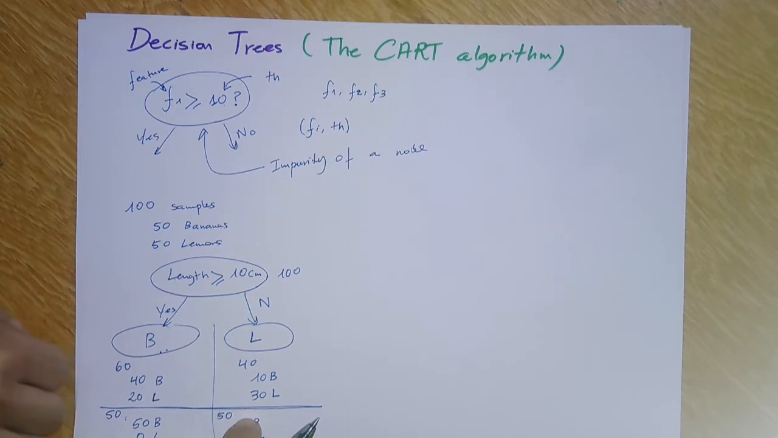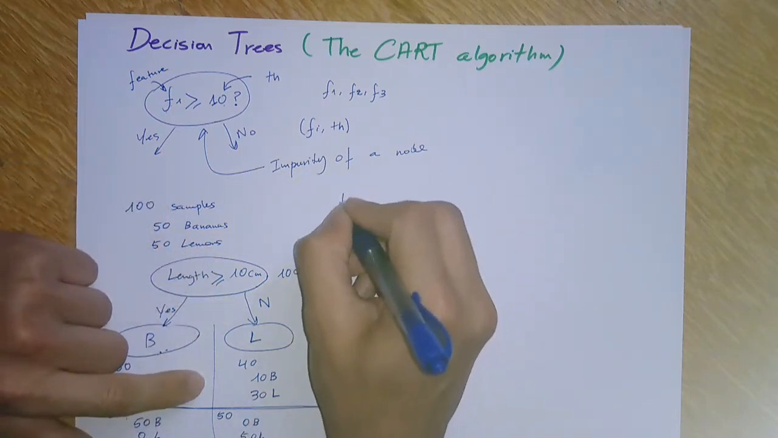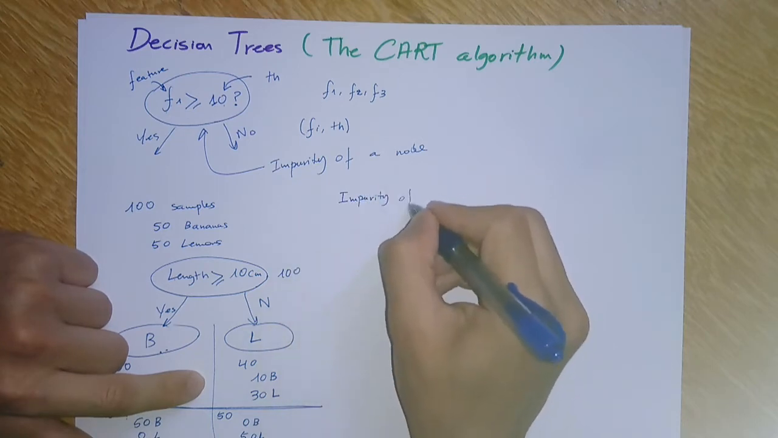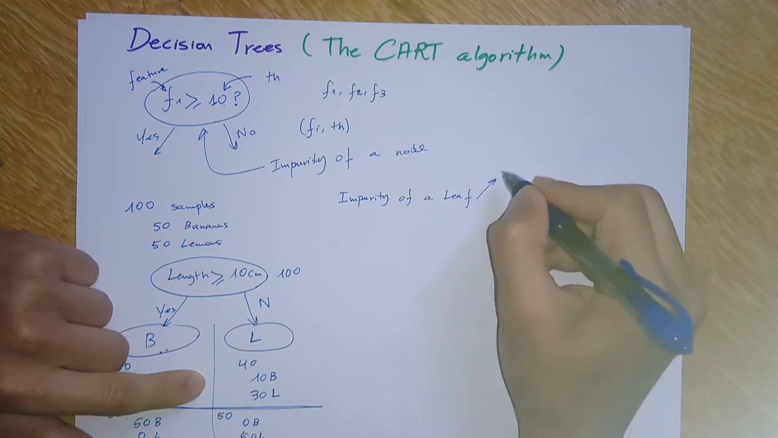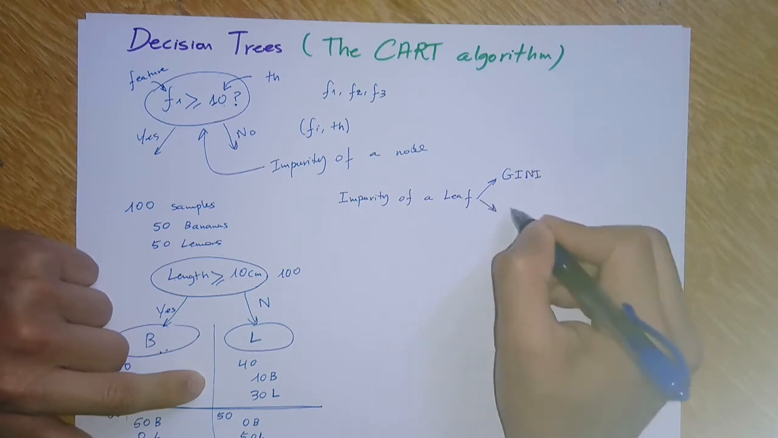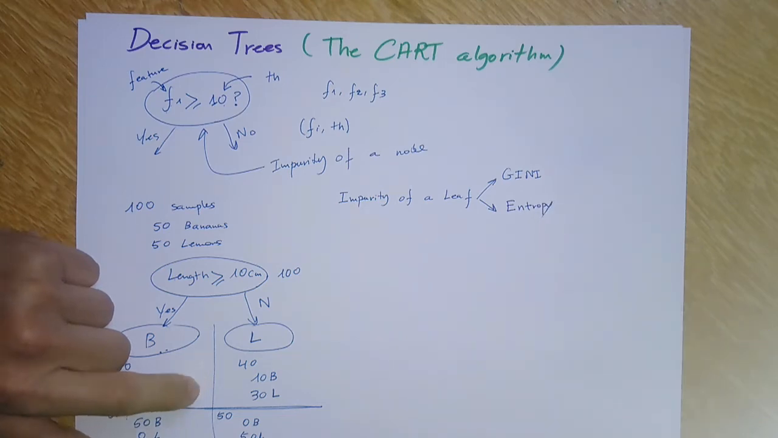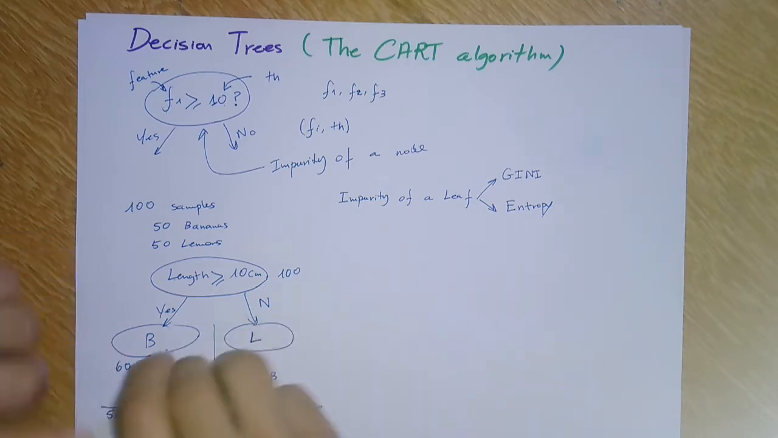Now the first step is to evaluate the impurity of a leaf. How do we evaluate the impurity of a leaf? There are two metrics for that. To evaluate the impurity of a leaf, I can either use the Gini impurity or the entropy impurity. These are the two metrics that are widely used in decision trees.